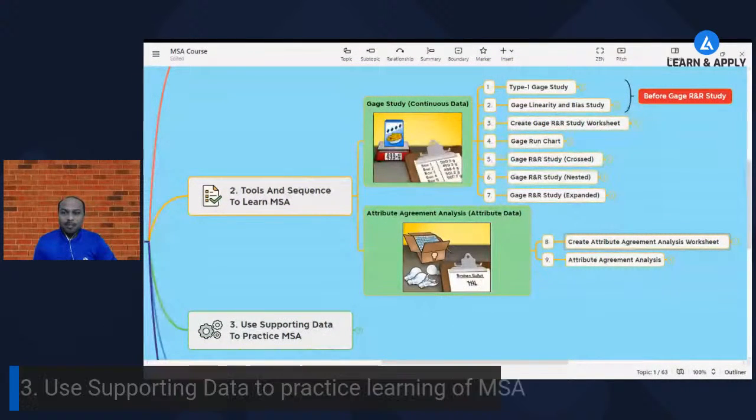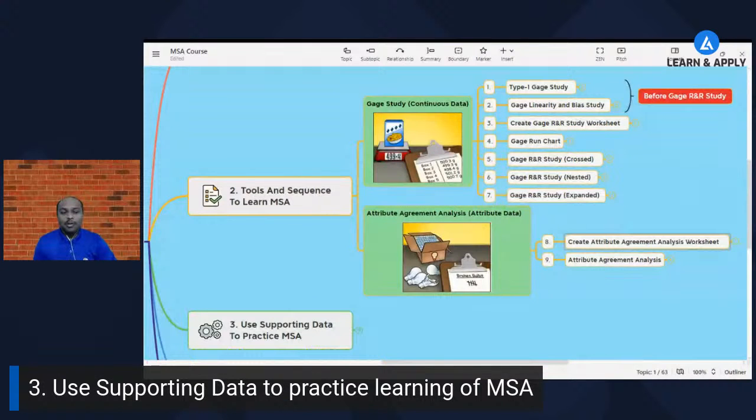Now let's go to the third part. Once we understand what is the sequence to learn and what are the tools and techniques available in this measurement system analysis, what is the sequence that we need to follow? How can we achieve expertise in each of these tools in measurement system analysis? That can be a question in your mind. And that's why we are going to learn how we are going to use the supporting data, and what is the system that we are going to use so that we become an expert in each of these measurement system analysis tools. So let me share that with you.